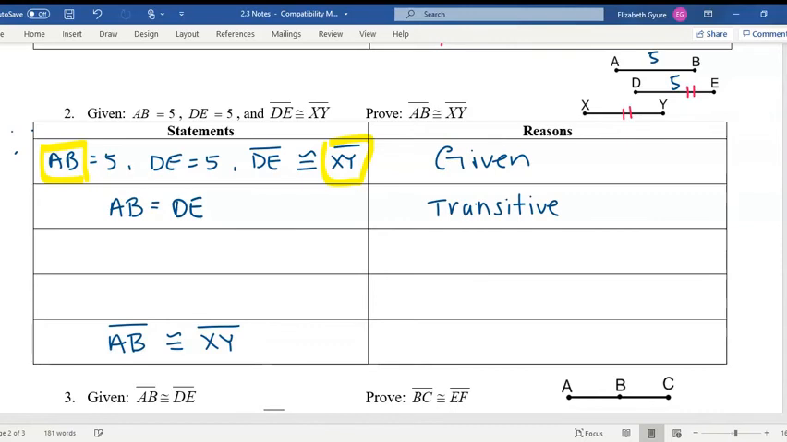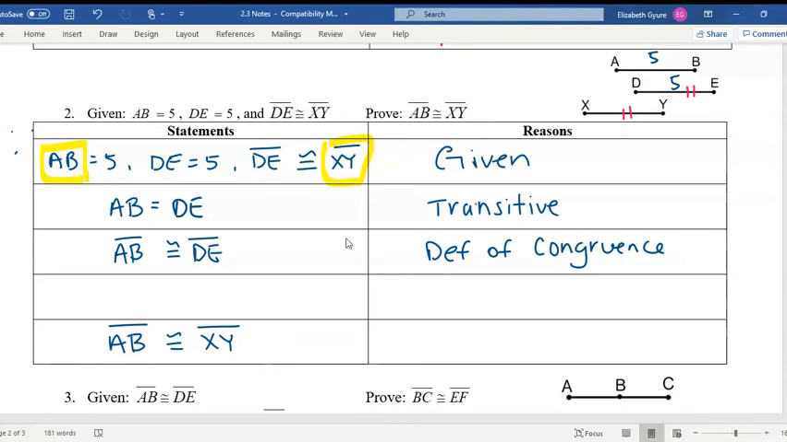Okay. So now I have AB is equal to DE, but don't I need a congruent symbol? Am I allowed to switch from equal to congruent? Yeah, we can do that. So let's do that now. Segment AB is congruent to segment DE. And I can say that because of the definition of congruence. I'm allowed to switch.